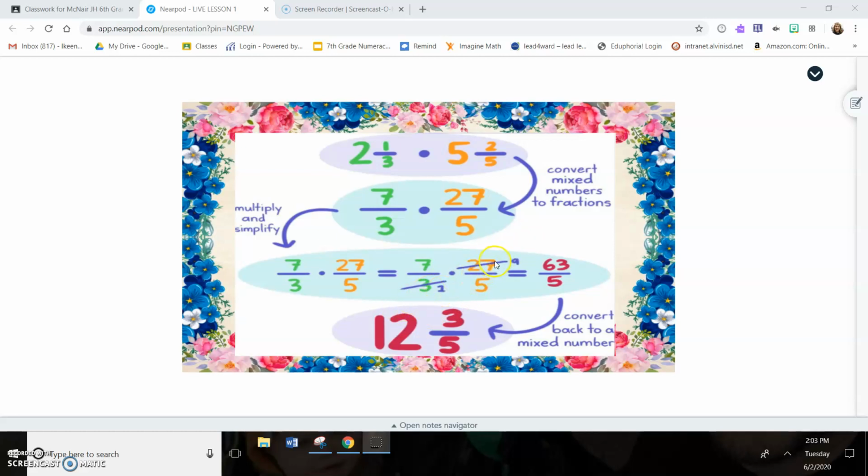3 divided by 3 is 1. 27 divided by 3 is 9. So now I can multiply straight across. 7 times 9 is 63, and 1 times 5 is 5. So that would give me 63/5.